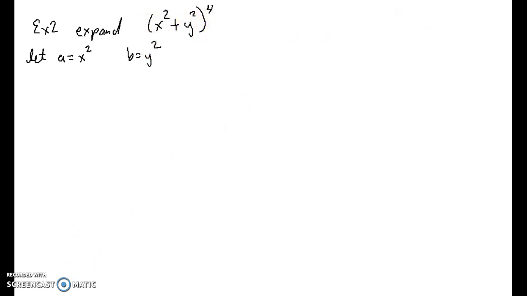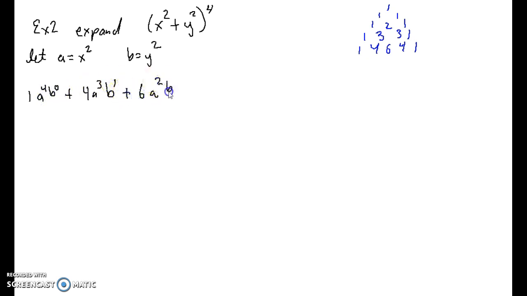I'm just going to draw a quick little Pascal's triangle in the corner. So 1, 1, 1, 1, 2, 1, 1, 3, 3, 1, 1, 4, 6, 4, 1. There we go. That's all I need. So this will be 1, a to the power of 4, b to the power of 0, plus 4a cubed, b to the power of 1, plus 6a squared, b squared, plus 4a to the power of 1, b cubed, plus 1a to the power of 0, b to the power of 4.